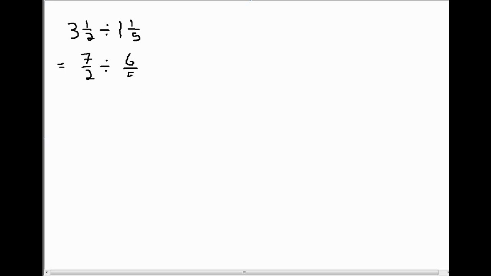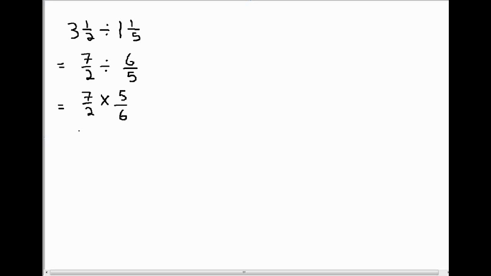Well, now that we've got the question just written as fractions, I'm going to follow the rule for dividing, which is I never divide fractions. I multiply. The first fraction stays the same, and the second fraction changes to its reciprocal. So 6 over 5 changes to 5 over 6.